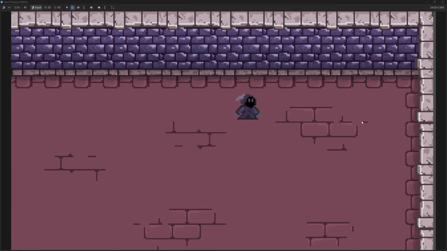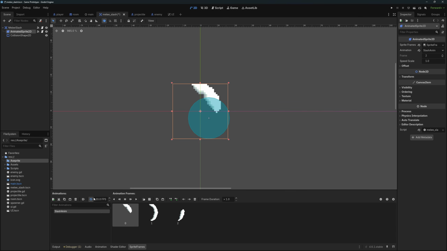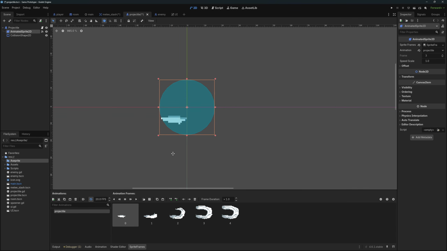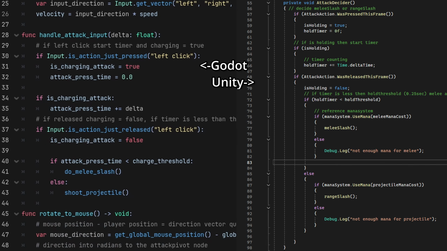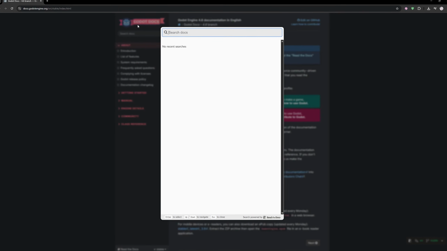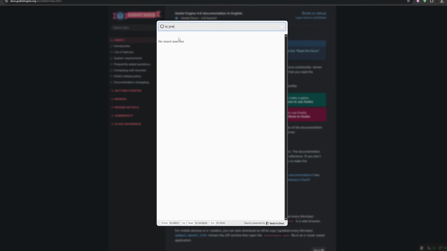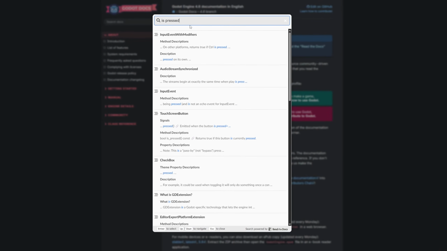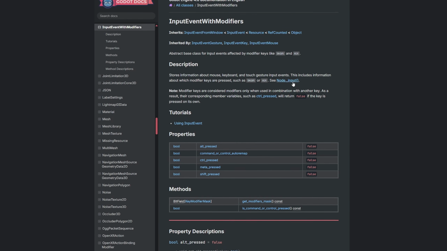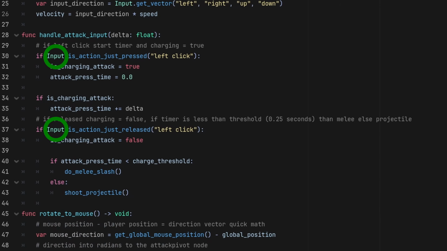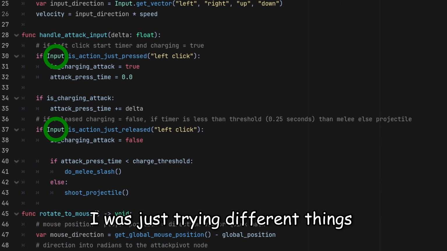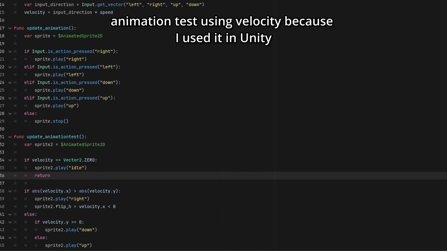Next I worked on the combat. I added a slash attack and a projectile, depending on how long I press. The logic was very similar to what I did in Unity, but finding the right functions took time. For example, I was looking for something like is pressed or was pressed this frame, and didn't realize I need to use Input first. So a lot of times I was just trying different things until something worked.